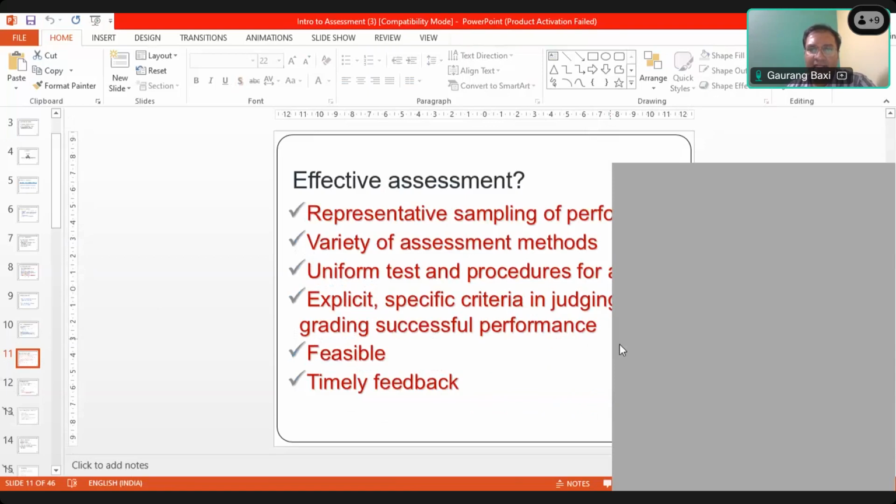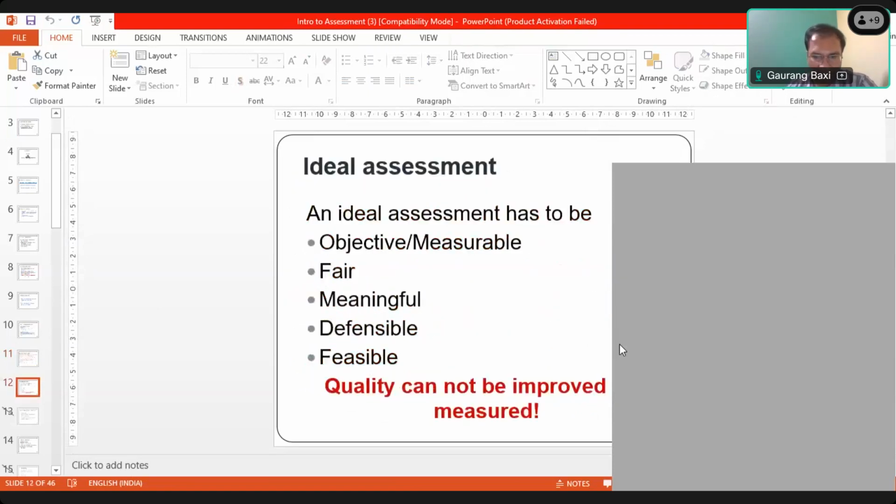There should be uniformity in tests and procedures for all. There should be explicit, specific criteria in judging and grading successful performance. Any assessment should be feasible to conduct and it should provide timely feedback to the learners. So finally, an ideal assessment must be objective or measurable. It should be fair, meaningful, defensible in any court of law, and ultimately feasible to conduct. And it is said quality cannot be improved until it is measured. So if we want to improve the quality of our assessment, we should first be in a position to quantify it.